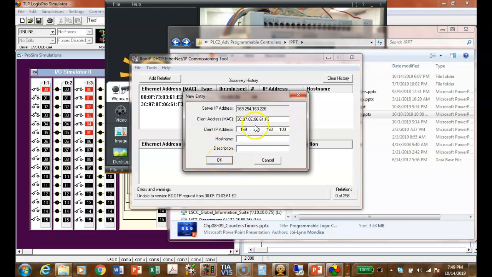By the way, once you assign an IP address to a computer, that IP address is embedded in the program. So what that means is, if you give it a new IP, then the program's not going to be able to communicate with the PLC. I'll show y'all where you can change that.